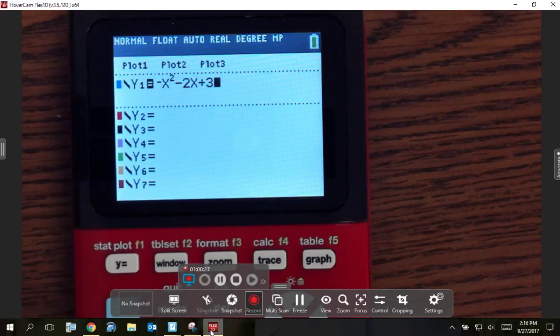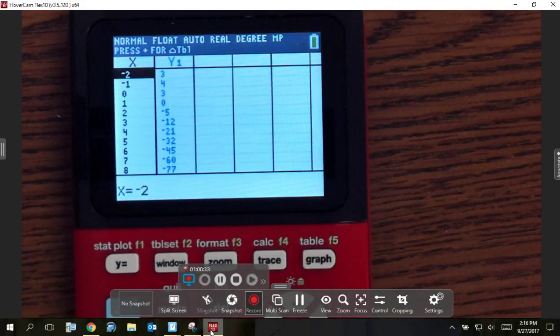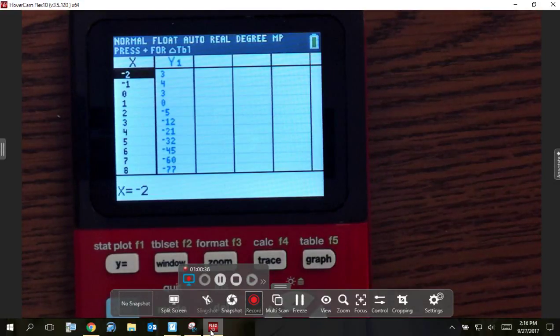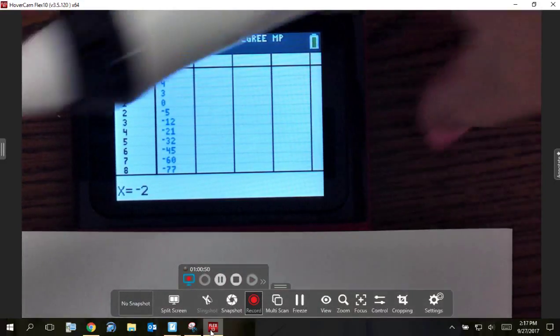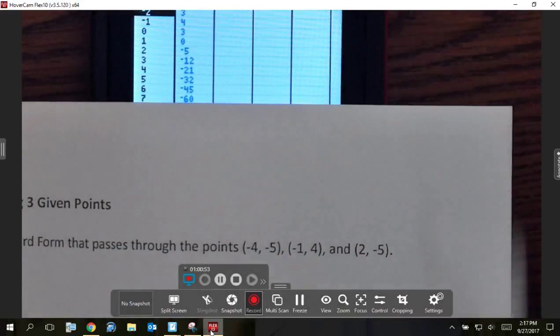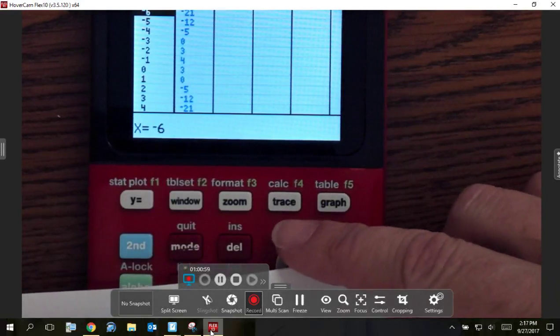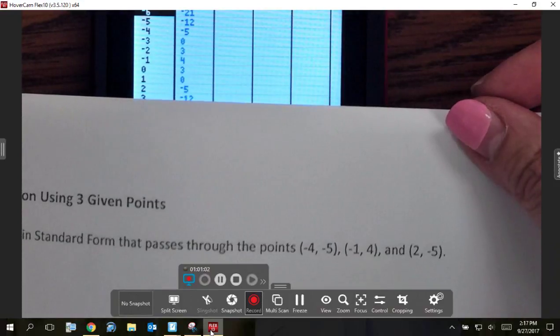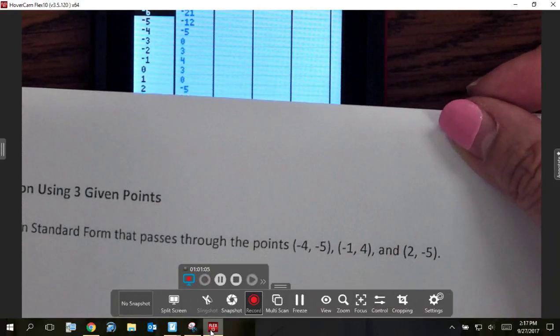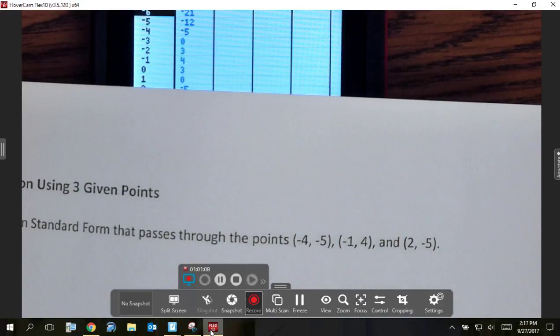I'll explain why this step is very helpful once you've done it and checked it. So I'll go to my table, and I'm looking for which ordered pairs? Looking for -4, -5. I was trying to put it up with my calculator here, if I can fit it all. So I'm looking for -4, -5. -4, -5 is there. I'm looking for -1, 4, it's right there. And I'm looking for 2, -5, and it's right there. So I have the right equation.